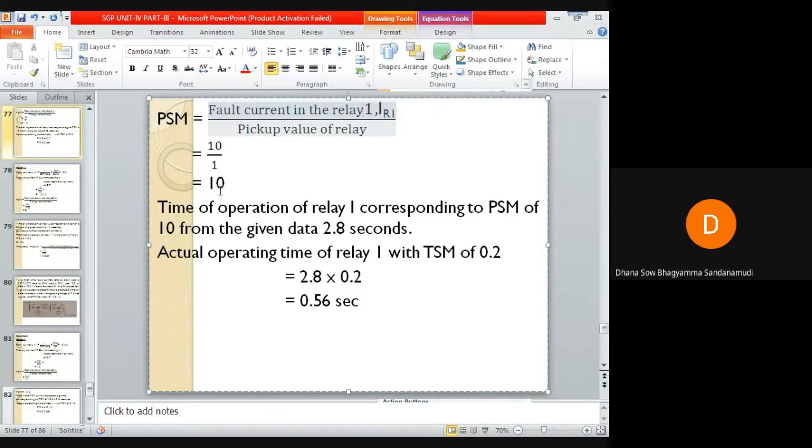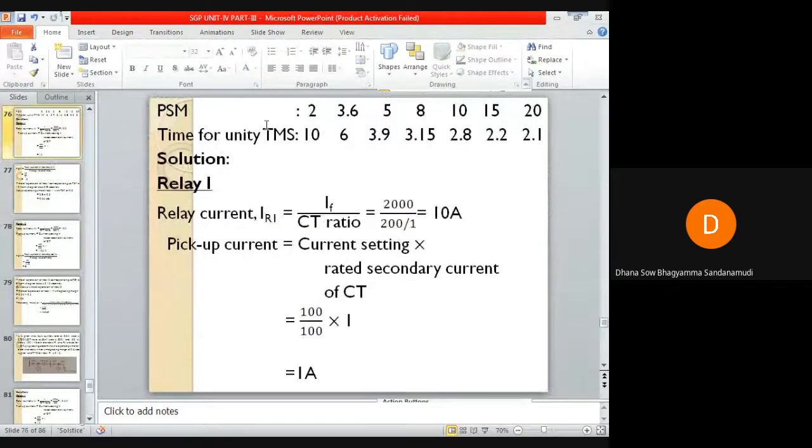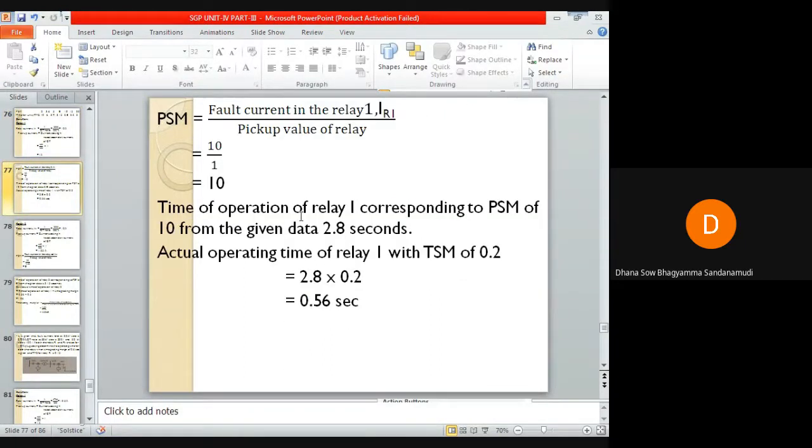PSM is 10. What is the corresponding time? Go to the given data. When PSM is 10, the corresponding time is 2.8 seconds. Therefore, write down that the time of operation of relay 1 corresponding to PSM of 10 from the given data is 2.8 seconds. So what is the actual operating time of relay 1 for TSM of 0.2?